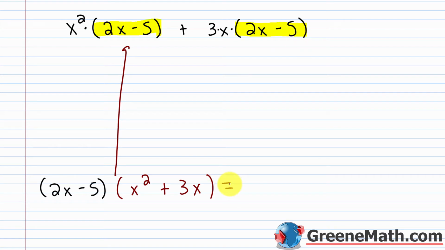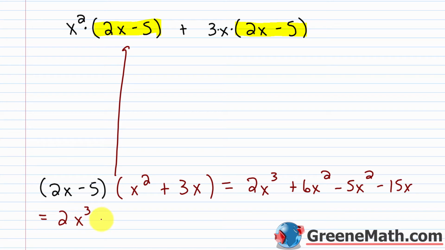So if I did FOIL on this, 2x times x squared is 2x cubed. The outer would be what? Plus 6x squared. The inner would be minus 5x squared. And then the last would be minus 15x. So if I combine like terms, I would end up with 2x cubed, plus x squared, minus 15x. And I'm going to show you that you're going to get the same thing up here.